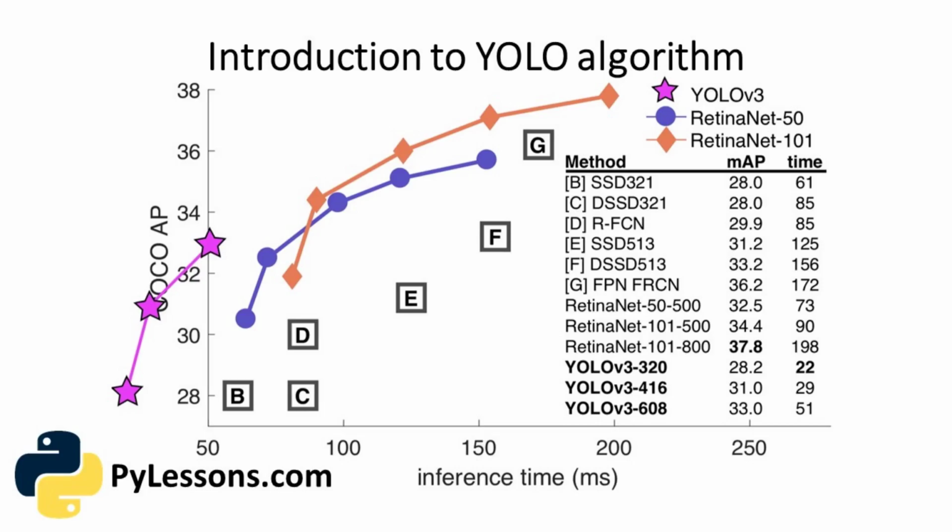Compared with RetinaNet, which has an input size of 500 by 500, the detection speed is about 100 milliseconds. That's quite slow, while YOLOv3 has a detection speed of 29 milliseconds per frame when the input size is 460 by 460. This slide is enough to prove that YOLOv3 has achieved a very high accuracy and speed rate.